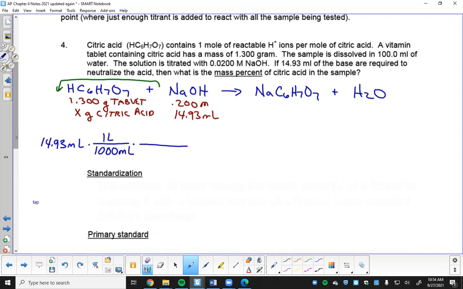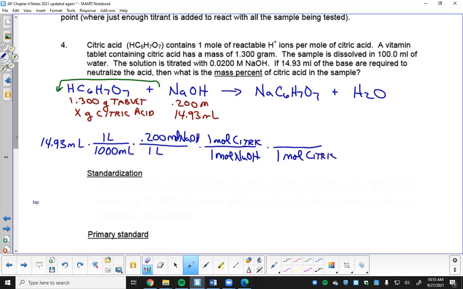Milliliters, 0.200 molar of NaOH, moles per liter. One mole reacts with one mole. And one mole of citric acid has a molar mass of 192.1 grams per mole. Five, seven, 4 grams. And that's almost the answer.